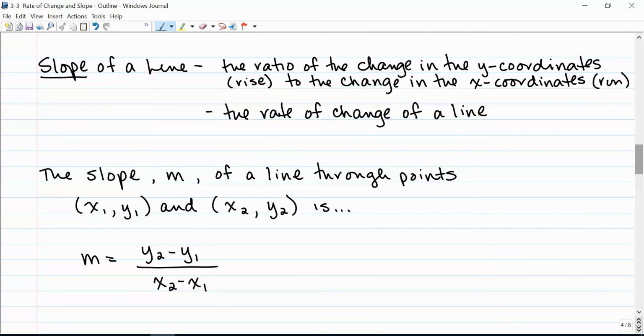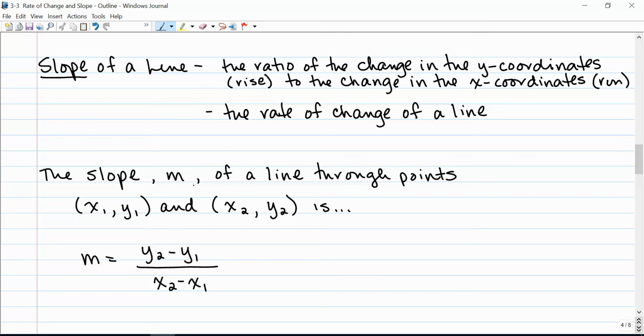The slope of a line is the ratio of the change in the y-coordinates, that is the rise, to the change in the x-coordinates, the run. Some of you may have heard of slope referred to as rise over run. And basically the slope is the rate of change of a line. So here's the official definition.